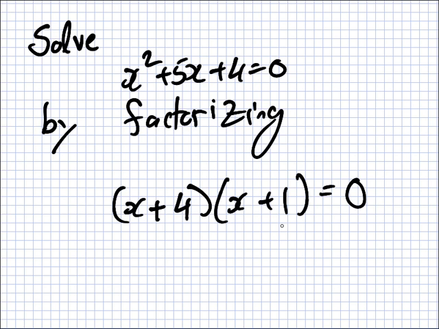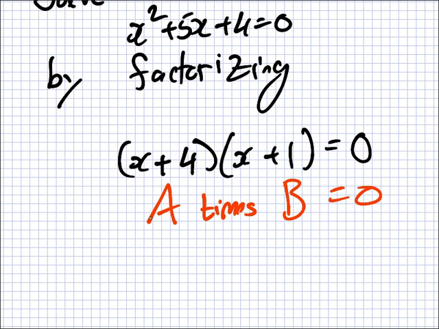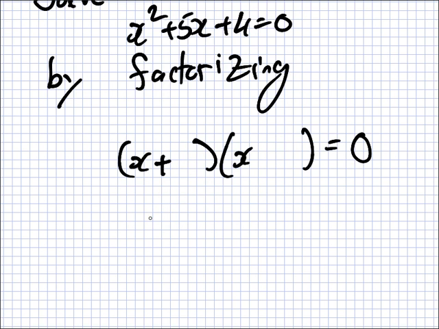So here's the trick now. What you have is this situation. You have A times B equals 0. That's what you have. The only way that that could work is if one of them is 0.